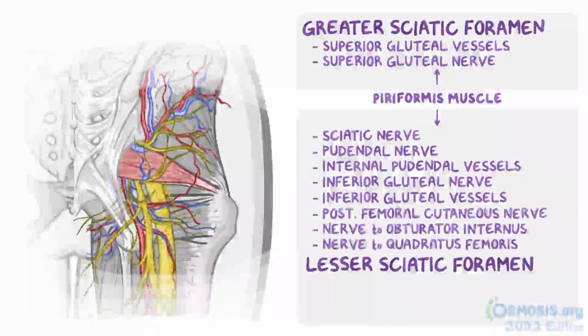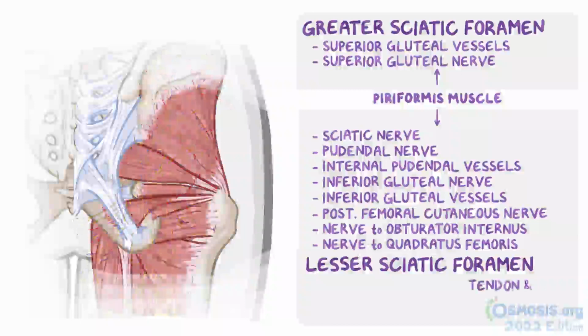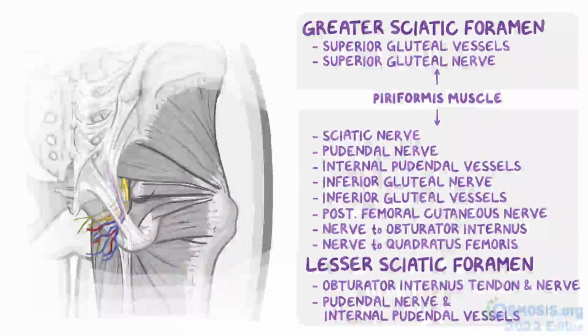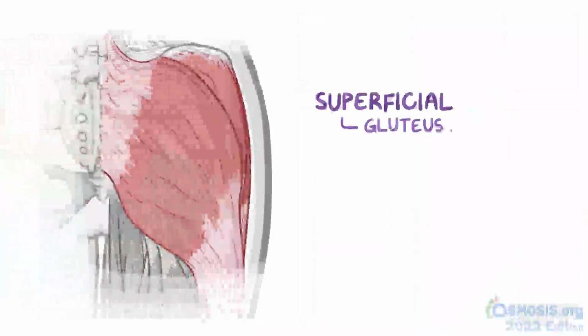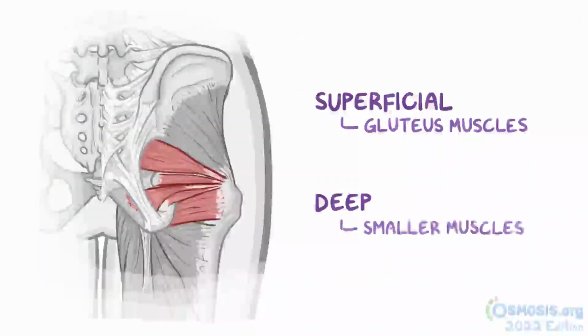The lesser sciatic foramen, on the other hand, provides passage for structures entering or leaving the perineum, including the tendon and nerve of obturator internus, as well as the pudendal nerve and vessels. Okay, so the gluteal region is mostly considered a large transitional zone between the trunk and the lower limb. The muscles of the gluteal region are organized into two layers: the superficial, containing the three large overlapping gluteus muscles, and the deep layer, consisting of smaller muscles which all have distal attachments on or near the greater trochanter of the femur, providing lateral rotation and stabilization of the femur.